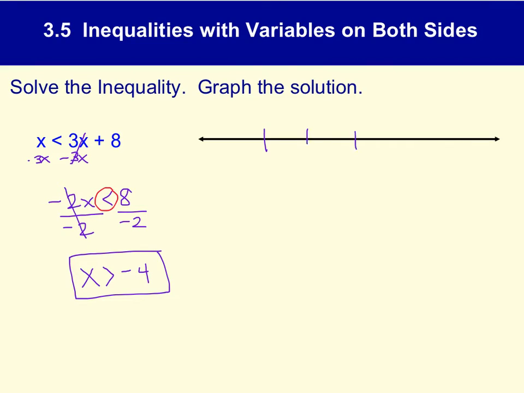I've got a number line set up right here. Negative 5, negative 4 is in the middle, and negative 3. Now we have to figure out, should this have an open or closed circle? Because it's just a greater than, we'll do an open circle on negative 4, and then greater than, so we're going to shade everything greater than negative 4. On a number line, everything to the right is greater than everything on the left.